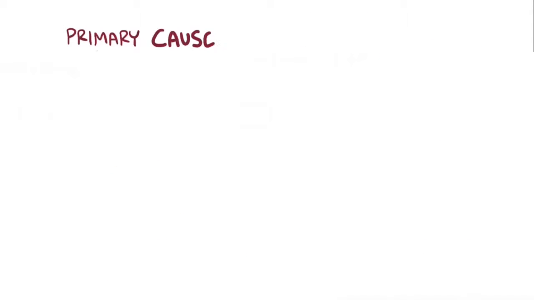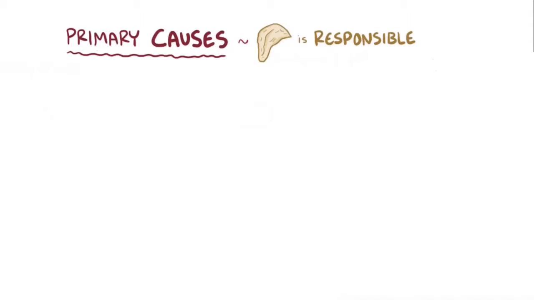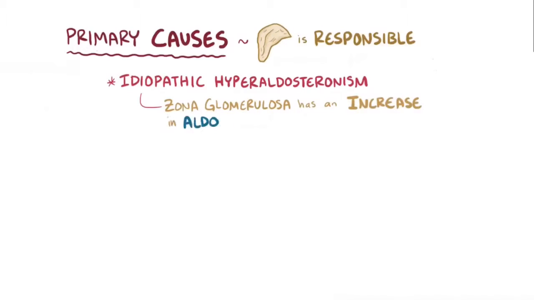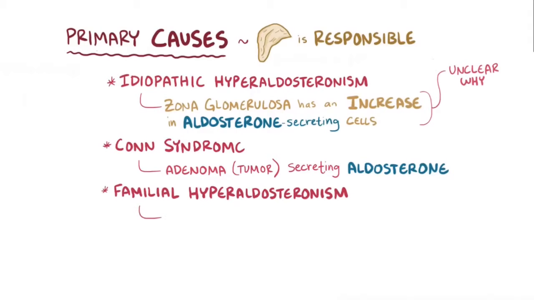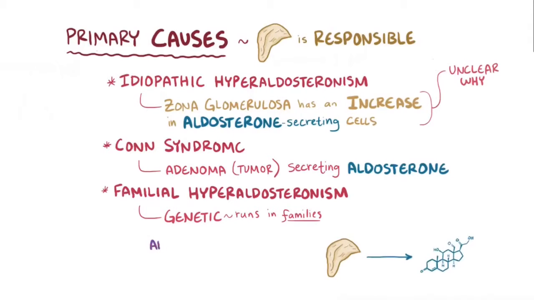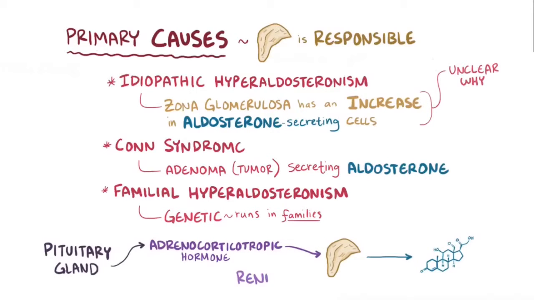Hyperaldosteronism can happen due to primary causes, which is where the adrenal gland itself is responsible for the excess production of aldosterone. The most common primary cause is called idiopathic hyperaldosteronism, because the zona glomerulosa has an increase in the number of cells secreting aldosterone, but it's not really clear why this happens. The second most common cause is called Conn syndrome, where an adenoma or tumor in the glandular epithelial cells secrete too much aldosterone. A third cause is familial hyperaldosteronism, a genetic condition that runs in families, where the zona glomerulosa cells inappropriately make aldosterone in response to adrenocorticotropic hormone, which is secreted by the pituitary gland. And this is in addition to responding to renin as normal.